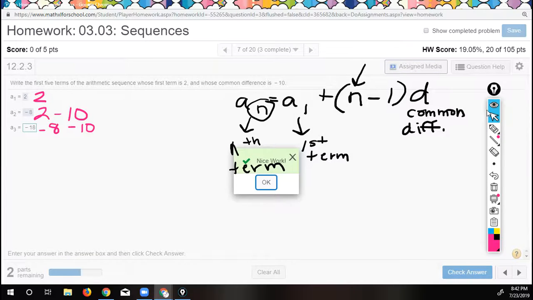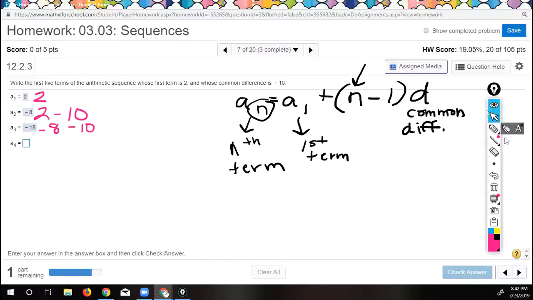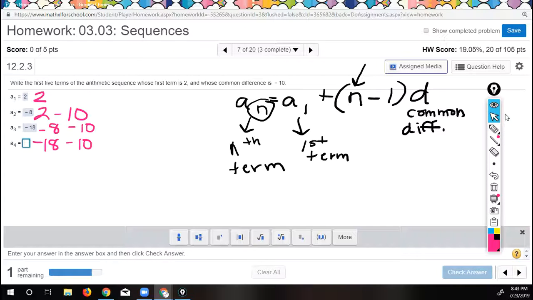The way the sequence is changing is every term goes minus 10 of the previous term. So first, this one was negative 18. We subtract another 10. So that's how the sequence is changing. So that gives you negative 28.